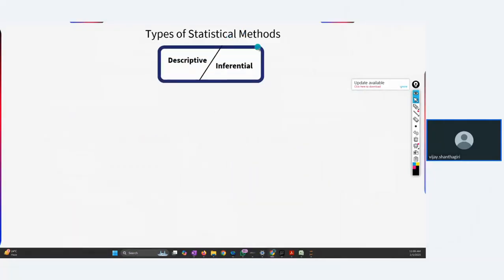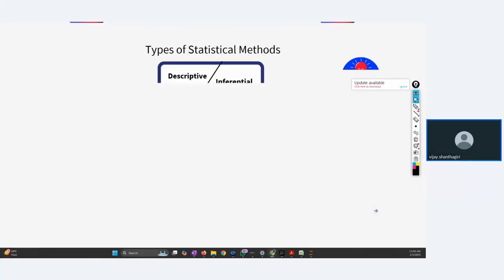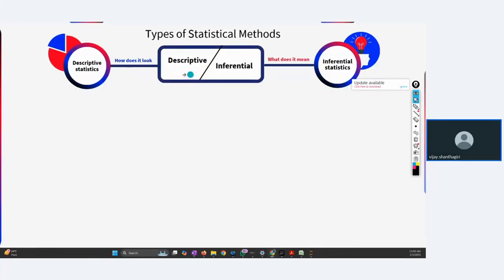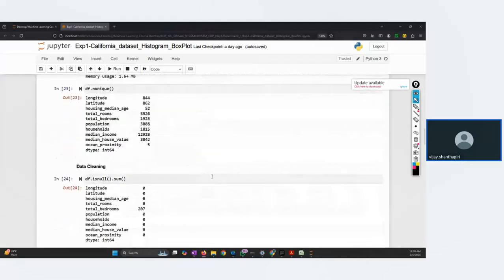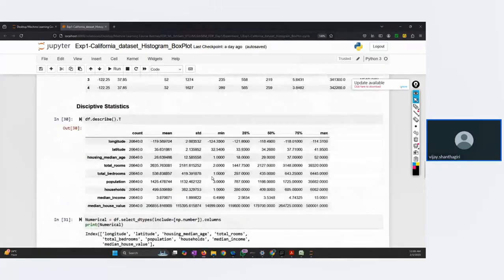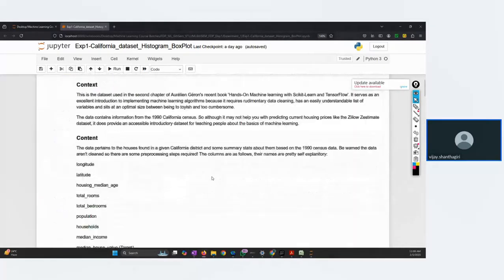Types of statistical methods: descriptive, inferential. You describe the data, you infer from the data. Descriptive is how does it look? Inferential, what does it mean if it looks like that? So what are we doing here in the first experiment? We are describing. So this is descriptive statistics.